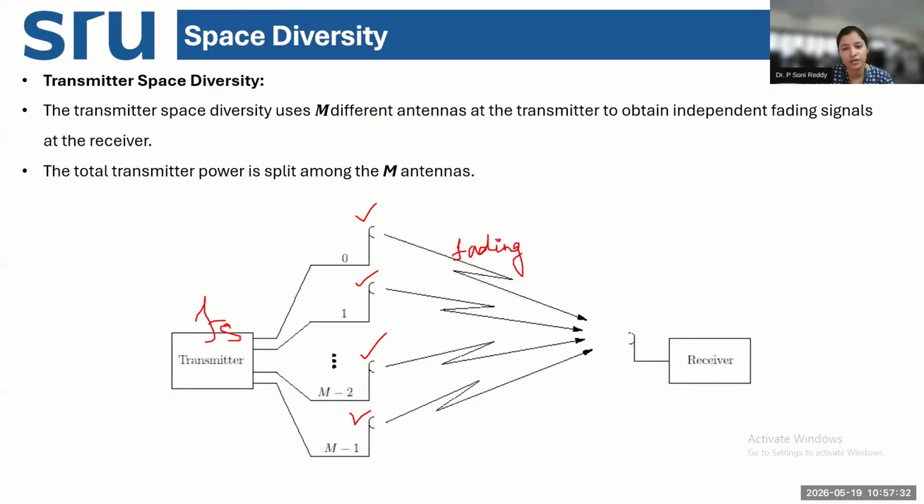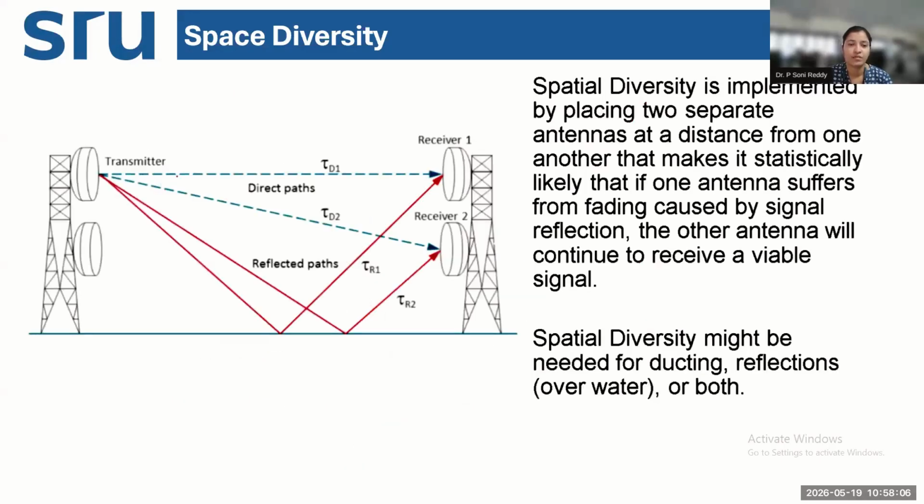Why? Because different signals will experience different channel effects, and each of the signals will be unrelated, they have no relation between them, and they will be received by a single antenna at the receiver side. So here multiple antennas in the transmit side, single antenna in the receiver side. Okay. So here the transmit power PT is actually split up into m number of signals. So we're splitting the power among the m antennas at the transmit side.